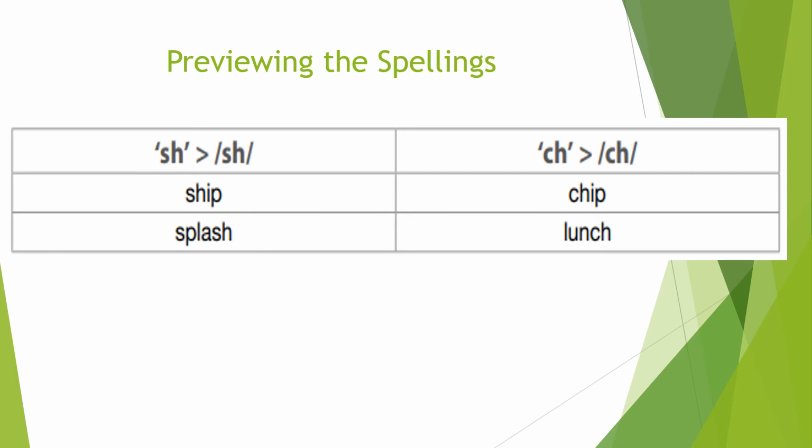Let's preview the spellings before getting to our story. Our first spelling you are going to see in our story is SH for the sh sound. You'll see words in the story like ship, say ship. You will see splash, say splash. You will also see words in the story that have the CH for ch. The first word you will see is chip, say chip. The next word you will see is lunch, say lunch.